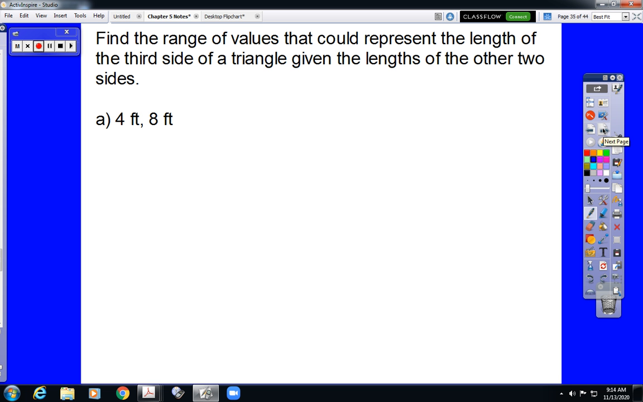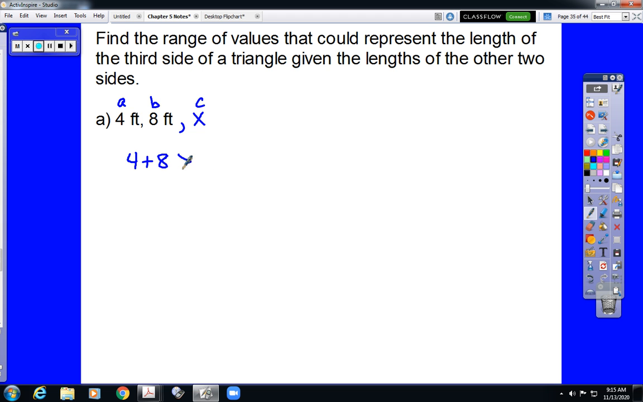So what they'll do is they'll give you two side lengths and they'll say what values could represent the length of the third side. Okay? So we have two values. We'll call these A and B. And we don't know the third value. The third value is going to be x. Okay? What we do is we set up all three of our inequalities.